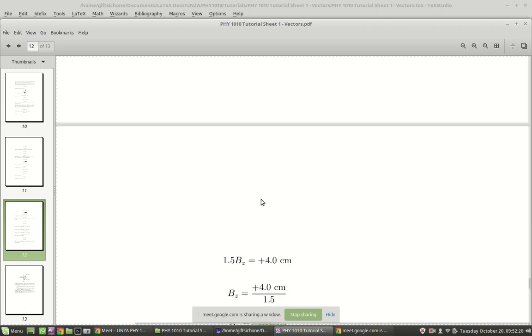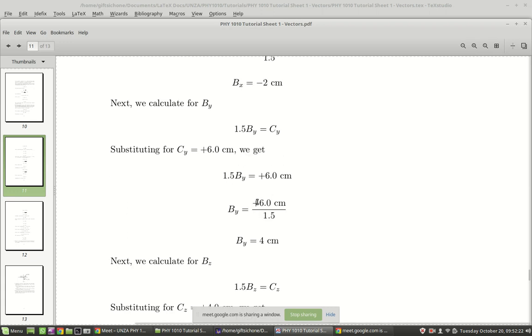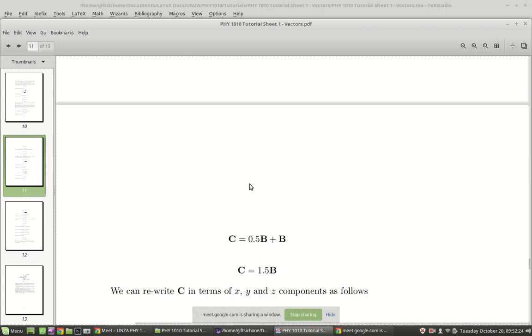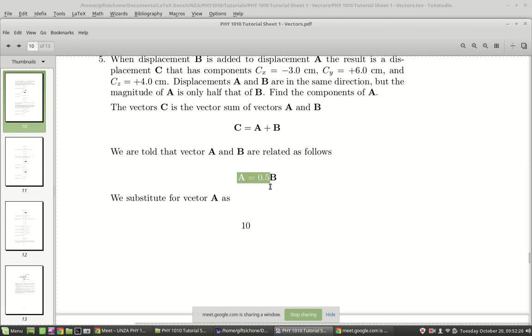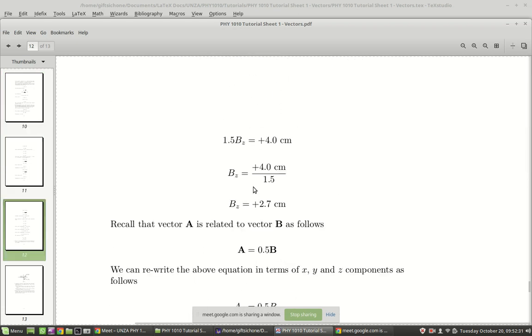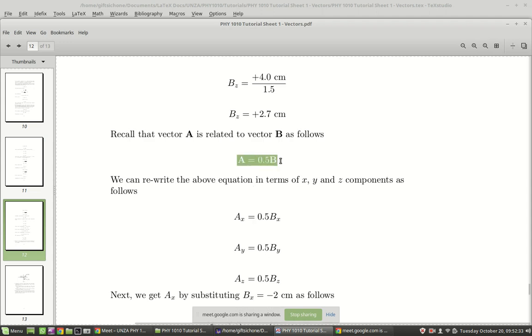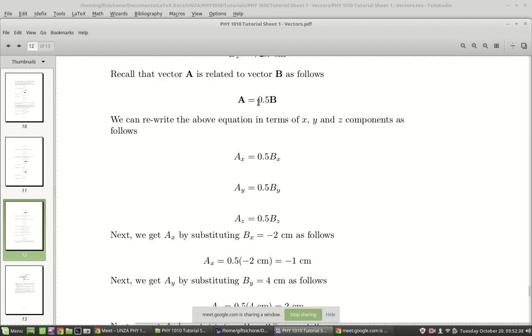Then we remembered that, although we had the components of B, A is related to B in this fashion: A equals 0.5 B. So we could write A and B in terms of components. We end up having Ax equals 0.5 Bx, Ay equals 0.5 By, Az equals 0.5 Bz, and we have the values of B in each of these cases.